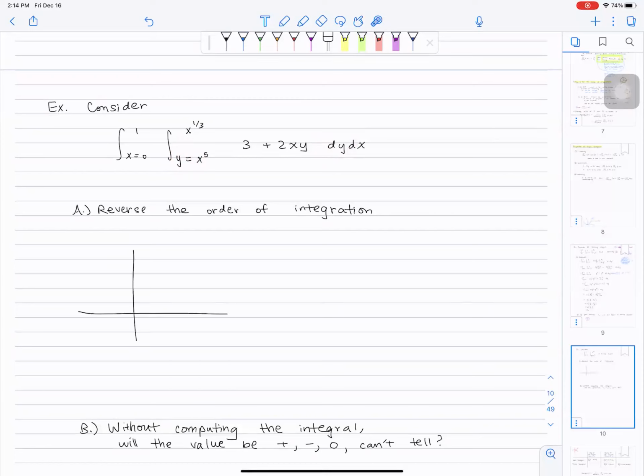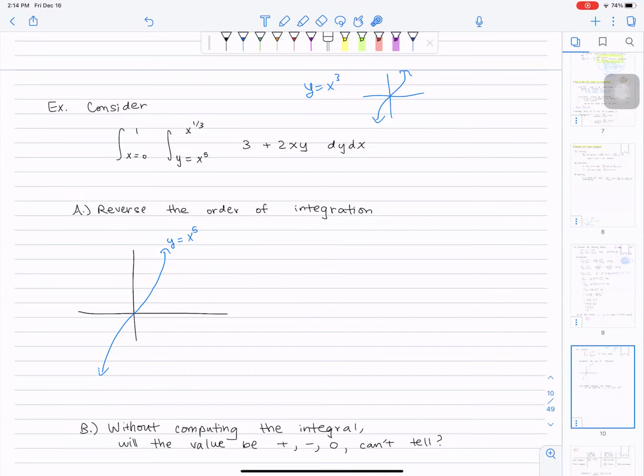The y bounds. Okay. So y goes from x to the fifth. Now I might not know what x to the fifth looks like, but I do know what y equals x cubed looks like, right? Because x cubed is an odd function. So no matter what, my graph would have one direction going up, one direction going down. So x to the fifth, it's also an odd power, so it should have a similar behavior. One side should go up, one side should go down. So x to the fifth looks something like this. I don't know exactly what it looks like, but it should have this behavior.